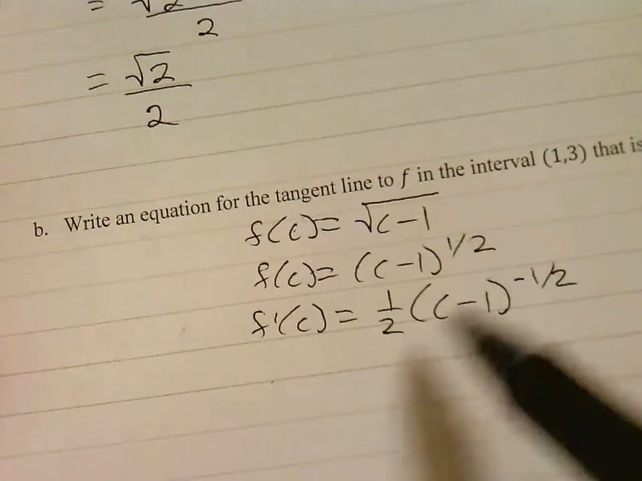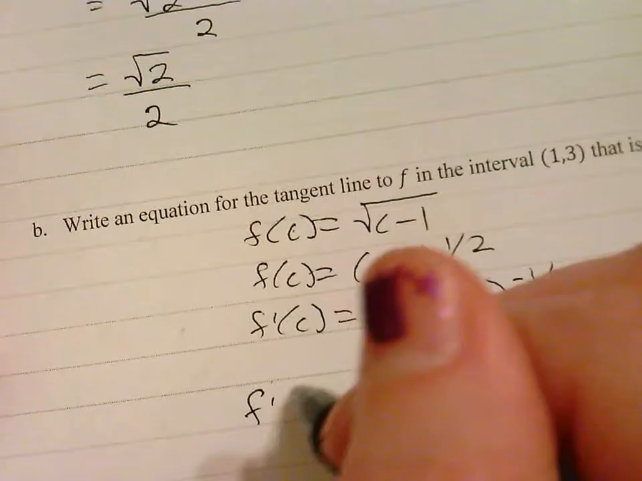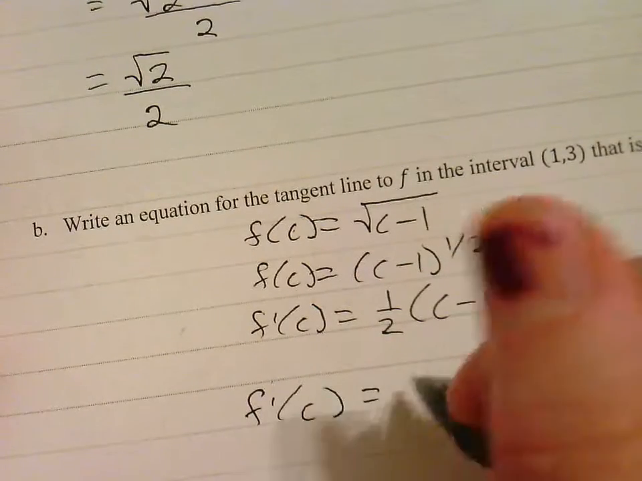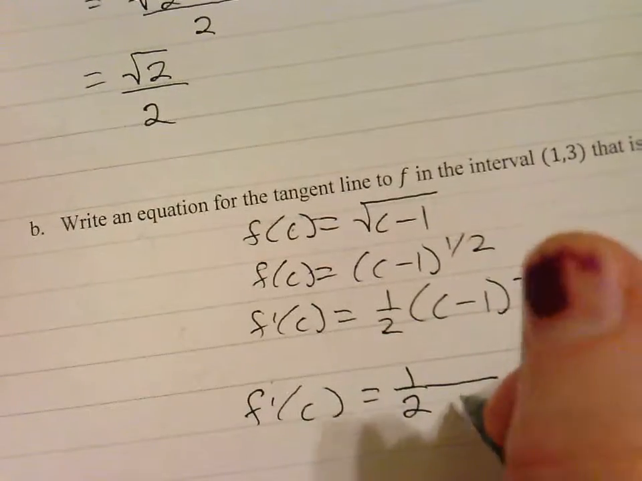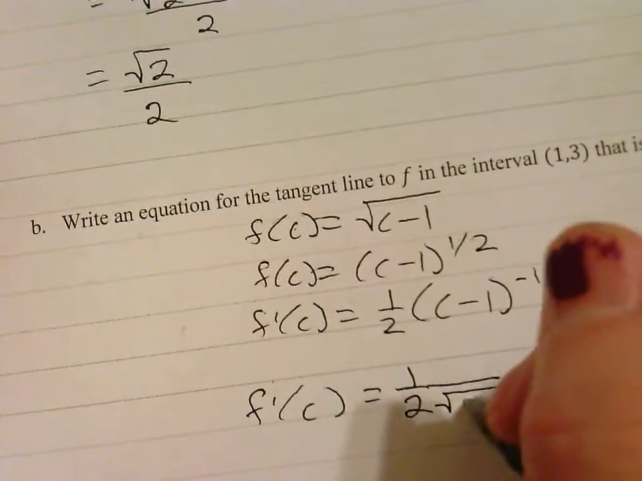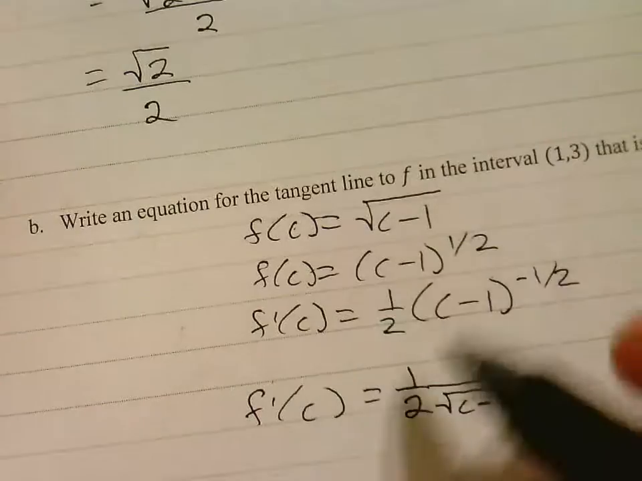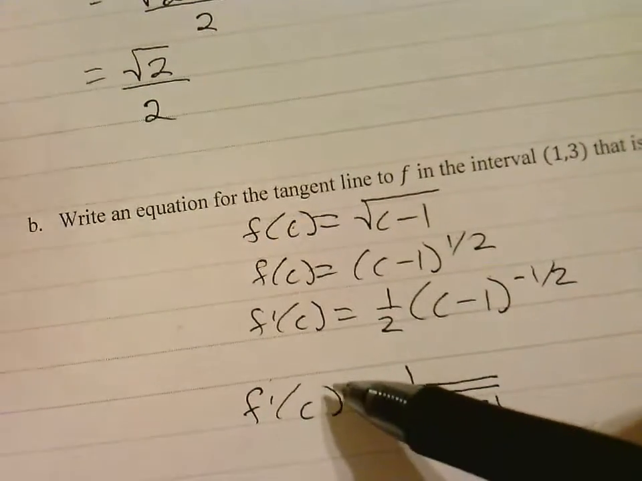So F prime of C is going to be 1/2 times the square root of C minus 1. Keep the 1/2 there. So in the other one, we found out what F prime of C was, and it is square root of 2 over 2.